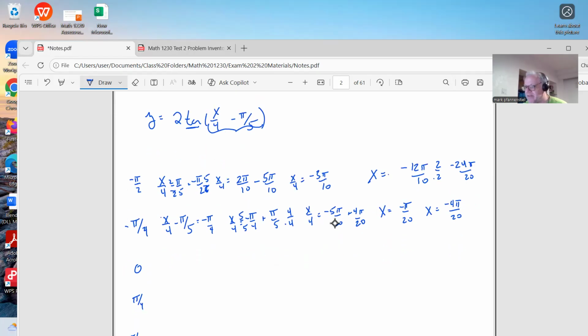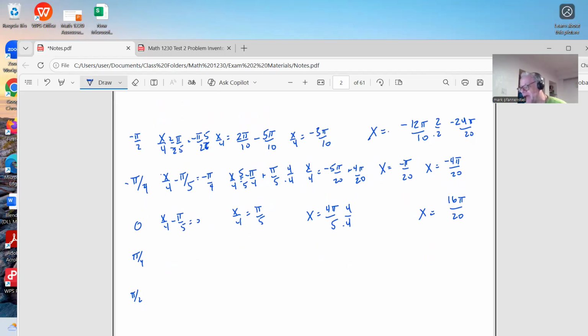When I get to 0, we have x over 4 minus pi over 5 is equal to 0. So we have x over 4 is equal to pi over 5. We just add the pi over 5 to both sides. Let's multiply both sides by 4. So x equals 4 pi over 5. And what we're going to do is multiply by 4 over 4, so we get 16 pi over 20 for my next point here. If I add 20 pi over 20 here, that actually does fit my next spot. So I'm pretty happy about that little pattern that we found.